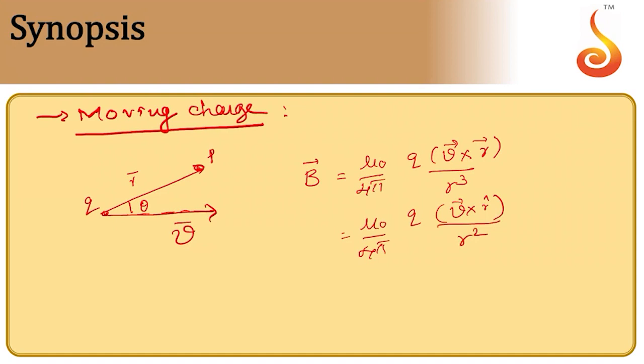Observe that I am multiplying the unit vector of r with the position vector. So, the magnitude of this is given by mu naught by 4 pi q v sin theta divided by r square, where theta is the angle between these two vectors.